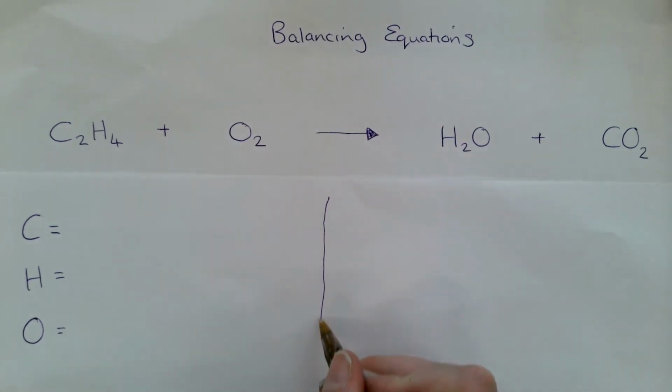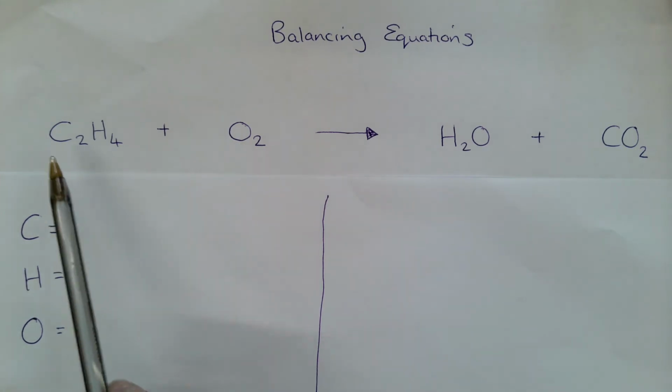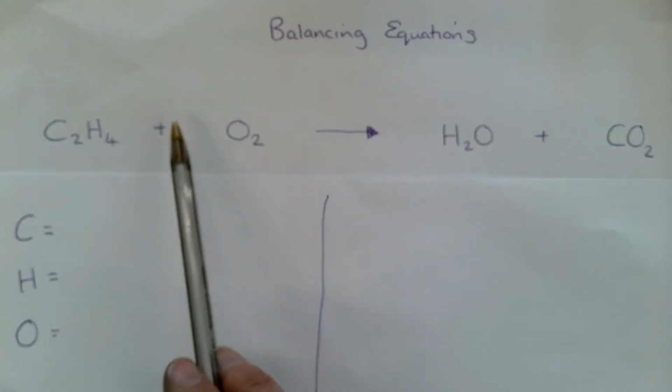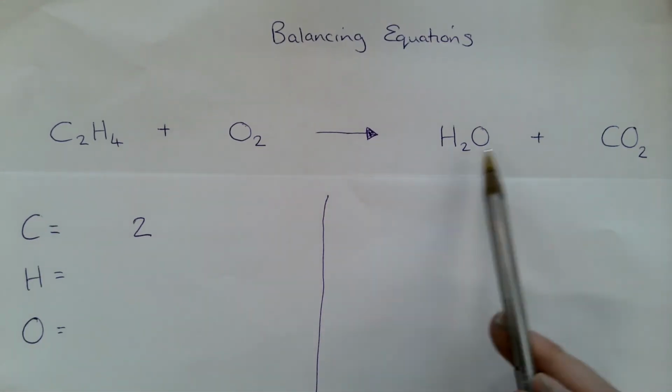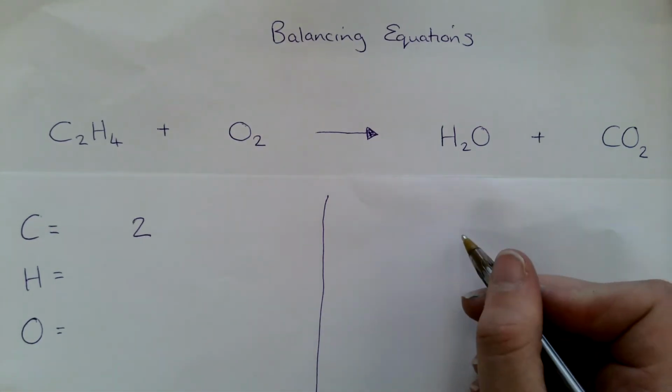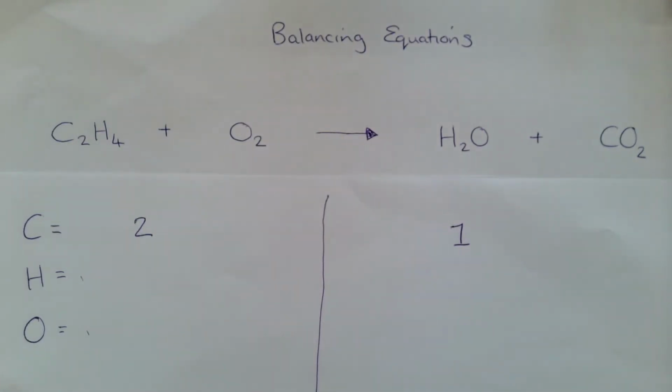I then draw a line down from my shopping list and I count up how many I have on each side. So how many carbons do I have on this side? I've got 2. How many carbons do I have on this side? I've only got 1. Pause the video and see if you can do the same for the hydrogen and oxygen for both sides.